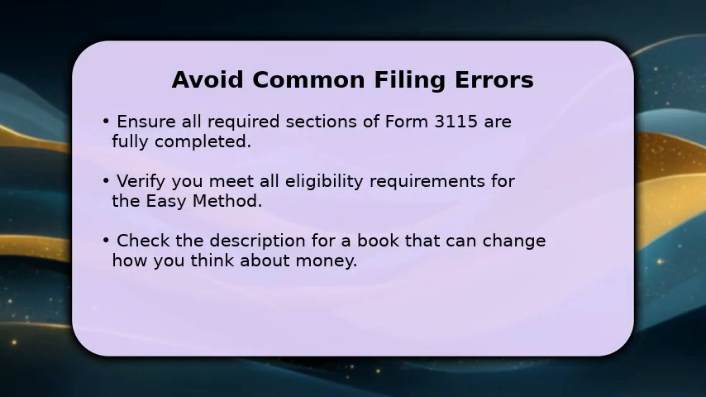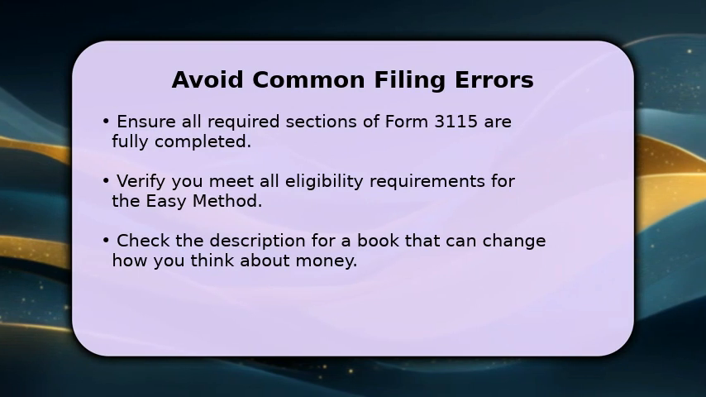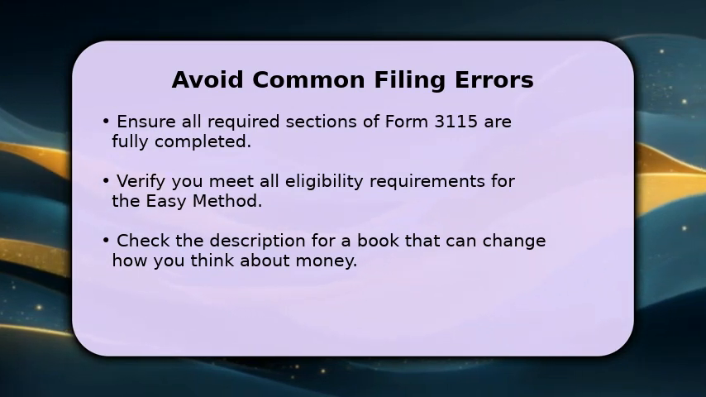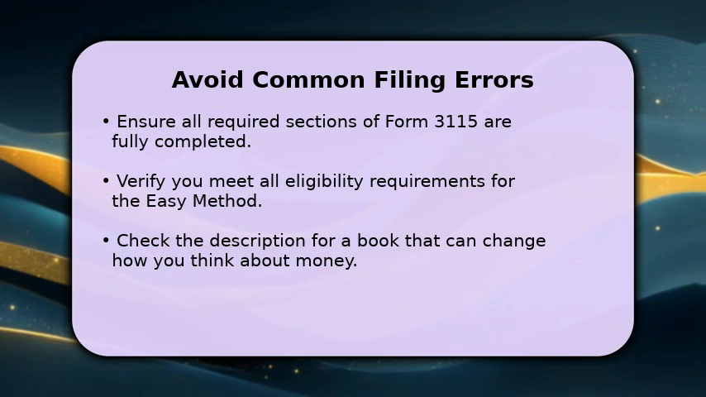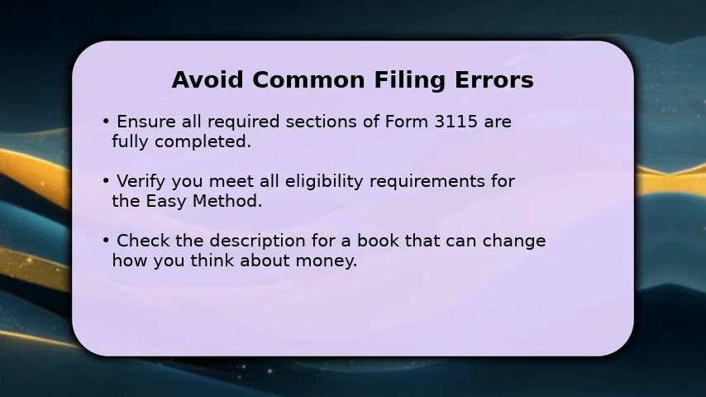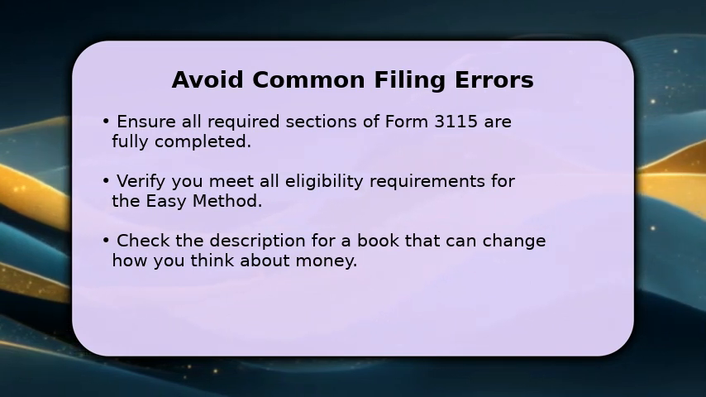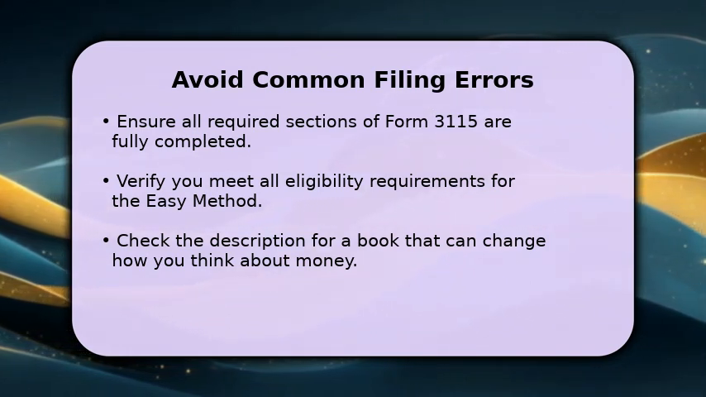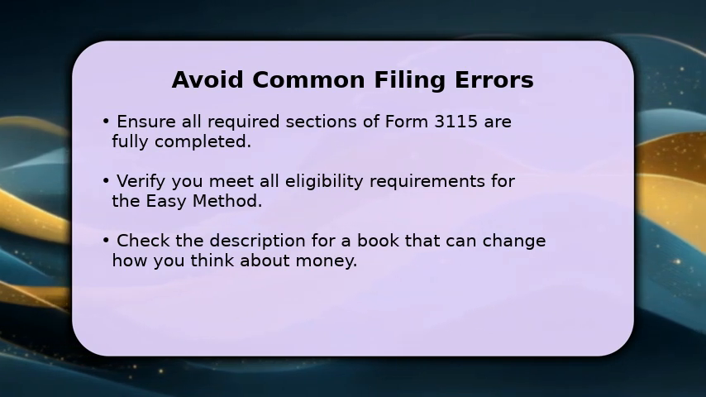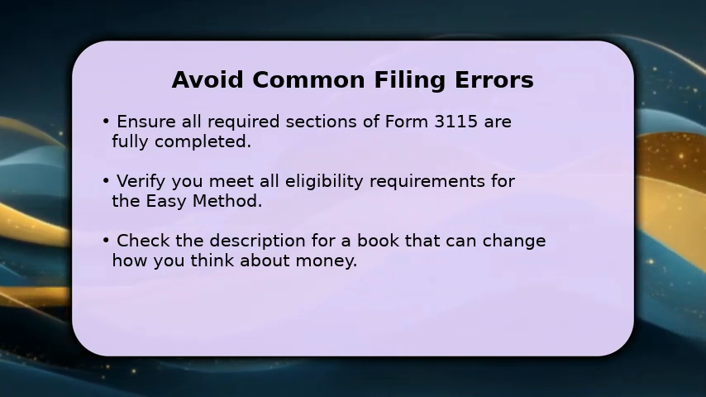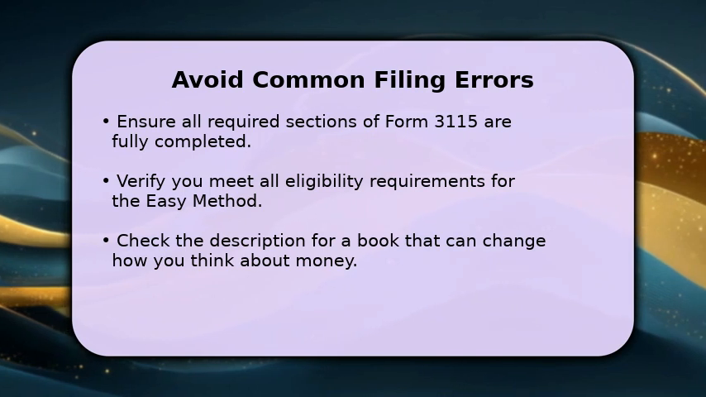To avoid common pitfalls, always double-check that all required sections of Form 3115 are fully completed and accurate. Confirm you meet every eligibility requirement for the easy method to prevent delays or rejections. Remember to send copies to both the IRS National Office and attach one to your tax return.